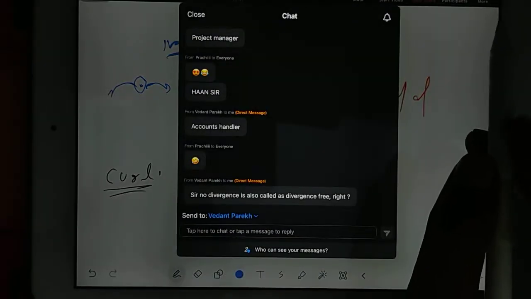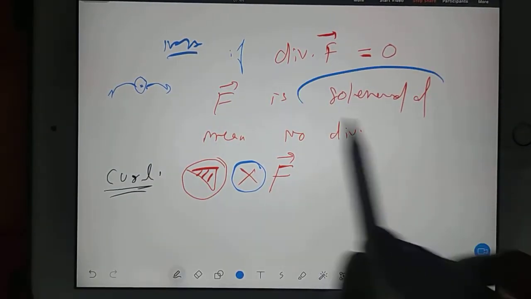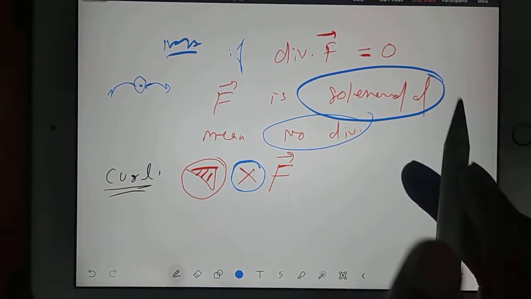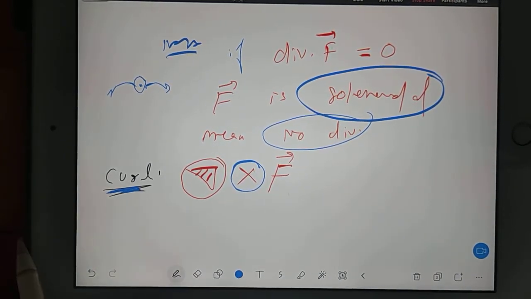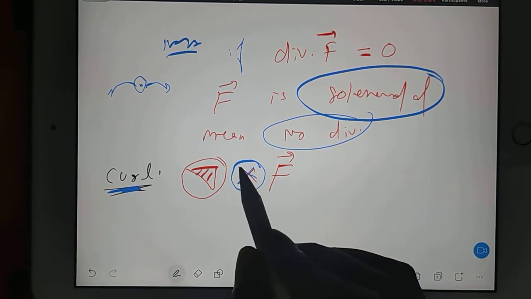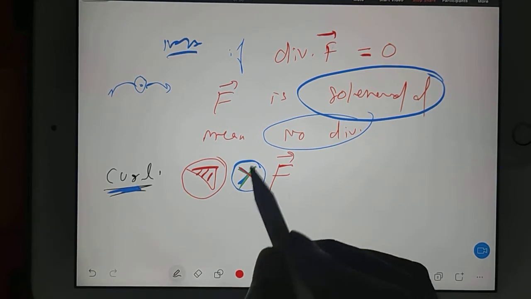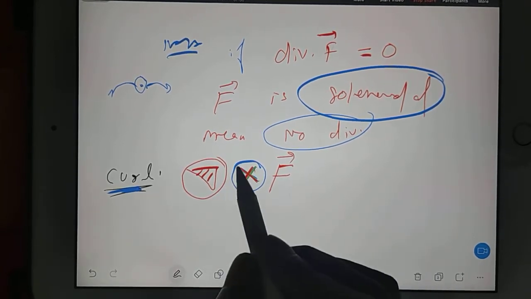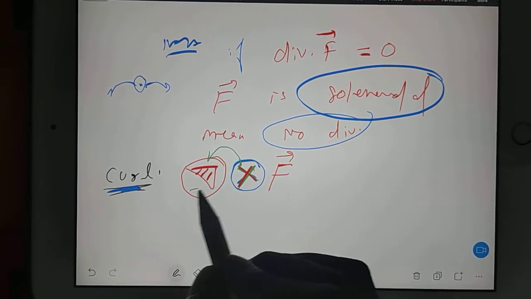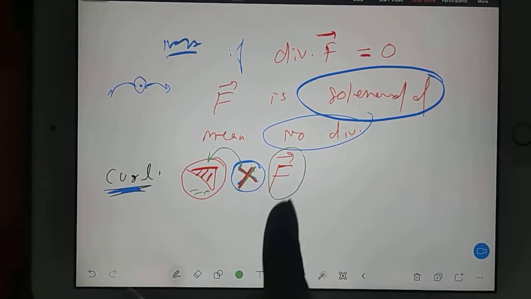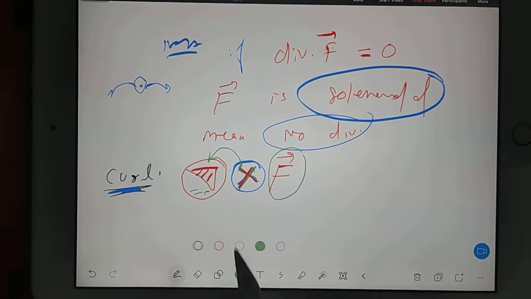Yes, Vedant, you will also say divergence free means no divergence. So I was saying, curl is based on the cross product. Whenever you have a cross product, you already know it is valid only between two vectors. So this one is already a vector because it contains ijk, and the other must also be a vector, only then can we find curl. One thing is very clear.